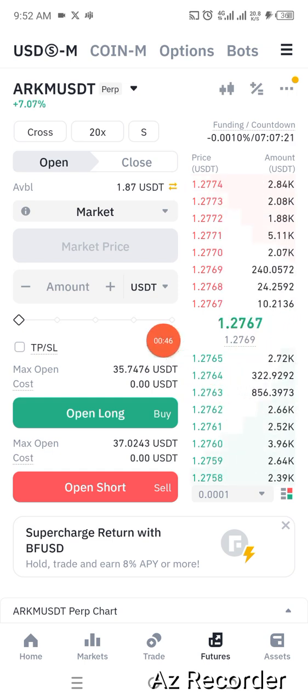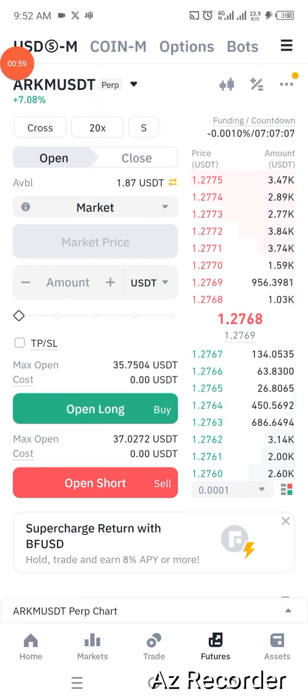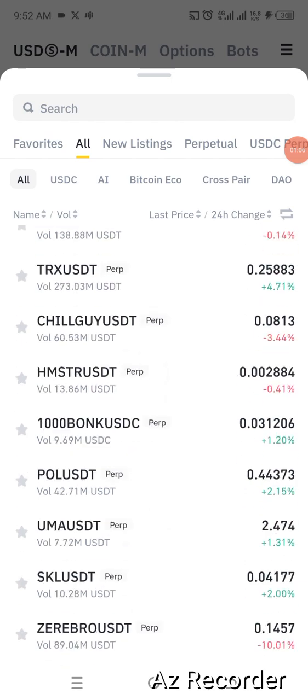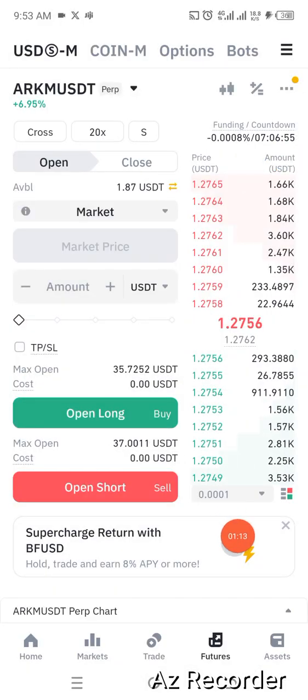So the next thing is this portion here where you're seeing ACME/USDT, where you just click to see all the pairs available for Binance futures here. If you tap here, then you tap on all. It will bring all the list of available pairs you can trade on Binance futures. That's for one. Then to enter a trade, you see this portion indicating market.